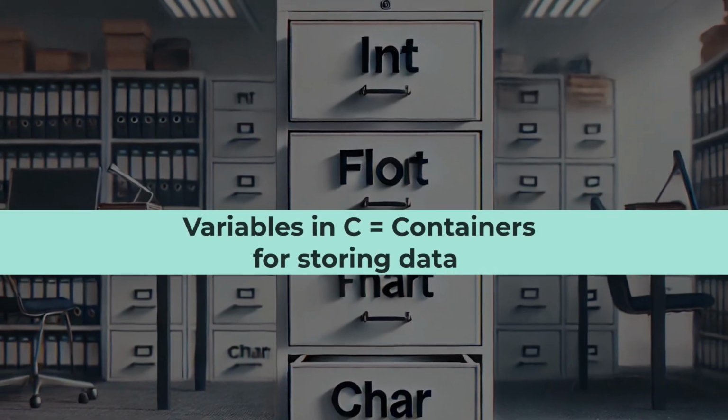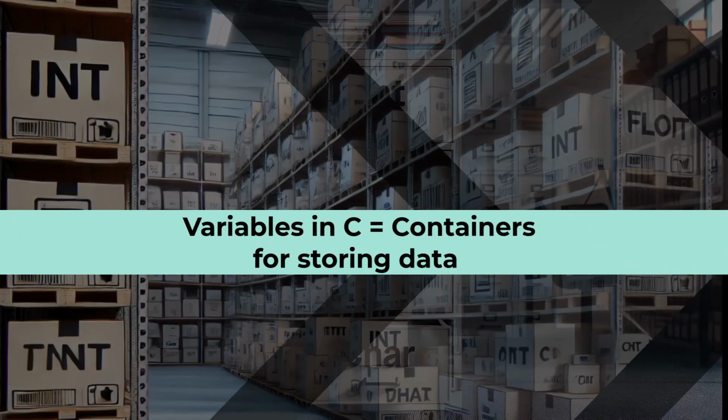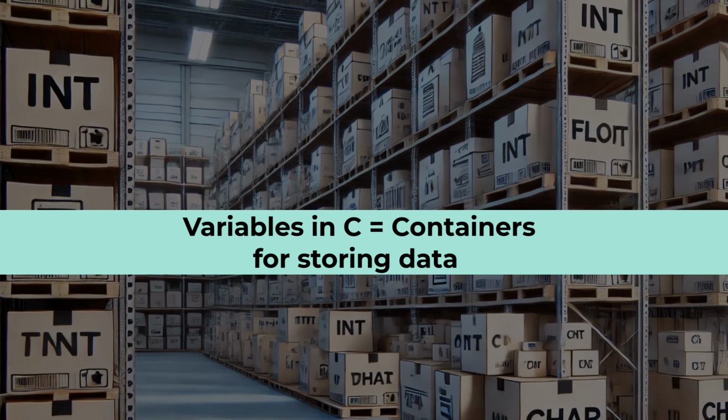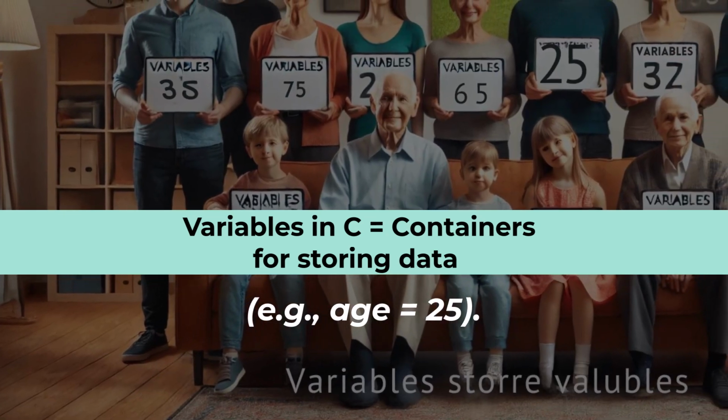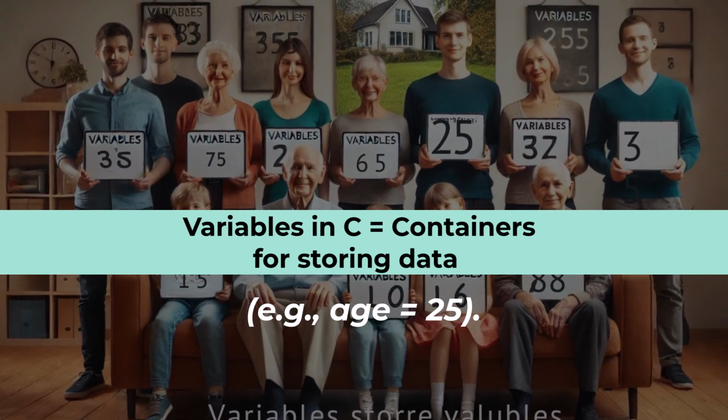Variables in C are like containers that store information. Think of them like labeled boxes where you can put your data and retrieve it whenever needed. For example, if you need to store a number like your age, a variable will hold that value for you.